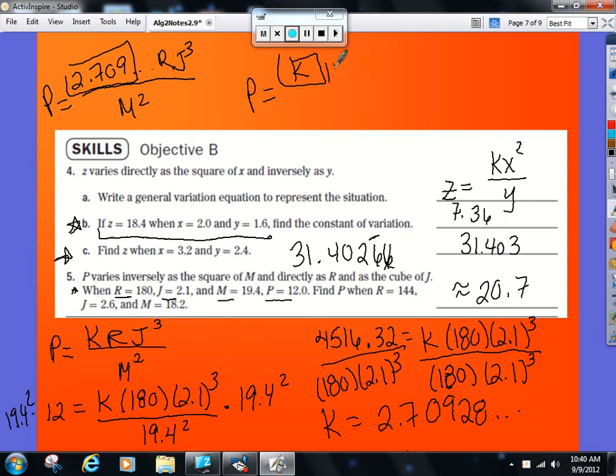R is 144, so I'll take that value that's already in my calculator, times 144, times 2.6 to the third. Then I will hit equal, people. Hit equals first before you divide by 18.2 squared. If you don't hit equals first, then you need to use parentheses when you do the 18.2 squared. So really be careful. Enter. Divide by parentheses 18.2 squared.